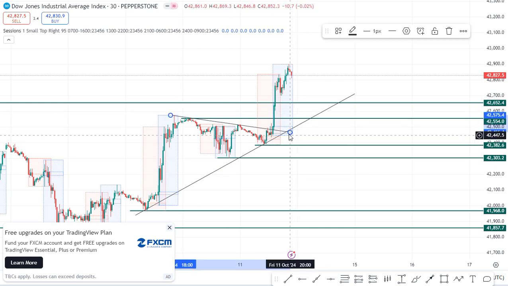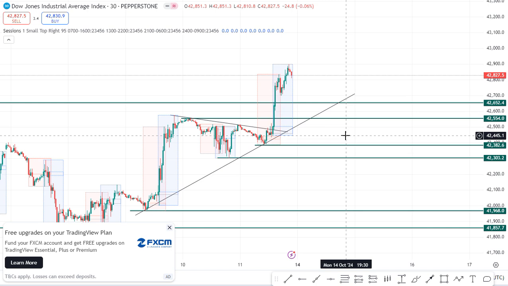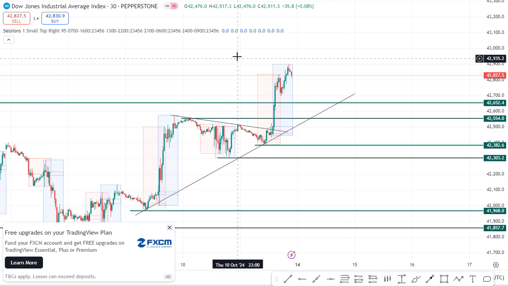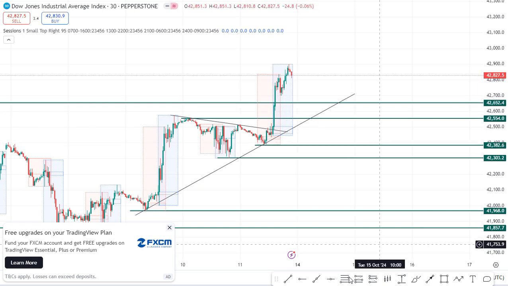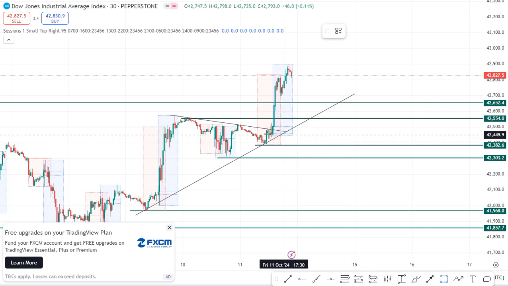But before that, where do I see my buy going into next week? On Monday we can expect a drop, a sell, maybe to somewhere in this area, somewhere here. Guys, this was the candlestick that broke what?